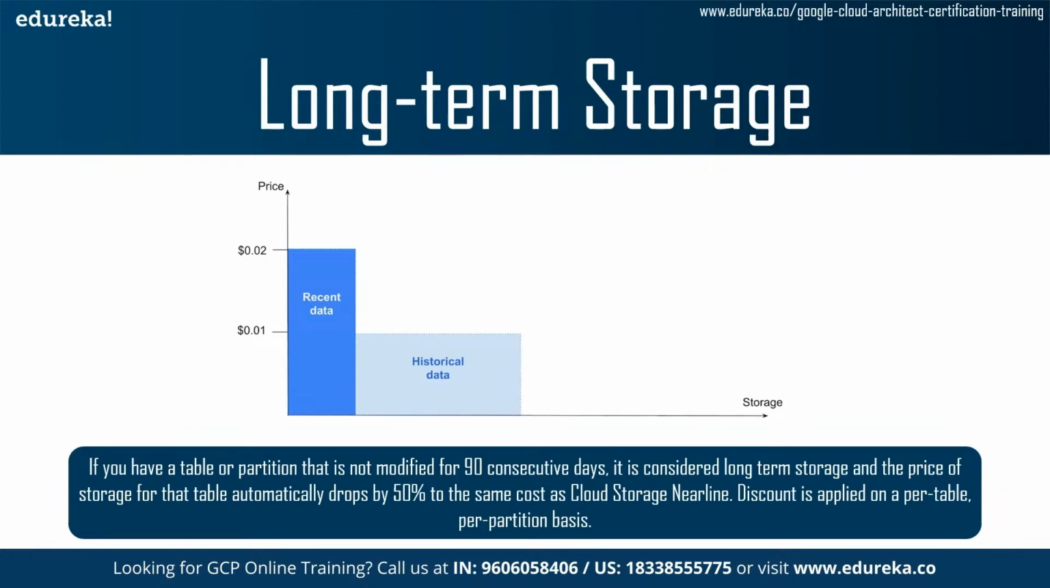Now if you have a table or partition modified in the last 90 days, it is considered active storage and incurs a monthly charge for data storage at BigQuery storage rates. If you have a table or partition that is not modified for 90 consecutive days, it is considered long-term storage, and the price of storage for that table automatically drops by 50%, to the same cost as Cloud Storage Nearline. Now the discount is applied on a per table, per partition basis. If you modify the data in the table, the 90 days counter then resets.